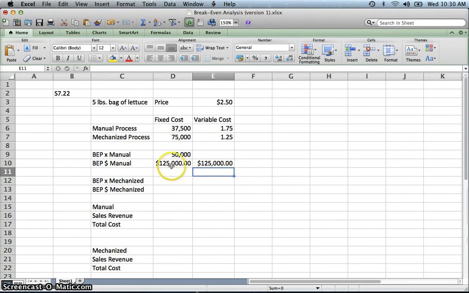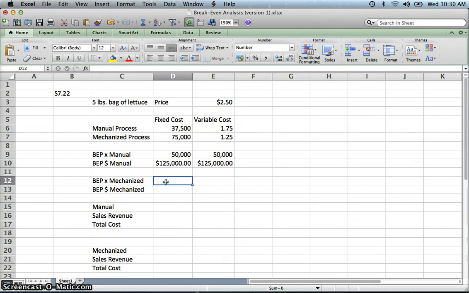Or if I were to do this first, the break-even point in dollars, I can convert that back into quantity simply by taking this amount and dividing it by the sale price. So how many bags of lettuce is that? And once again, I get 50,000. So let's do the same thing for the mechanized and see where its break-even point is.